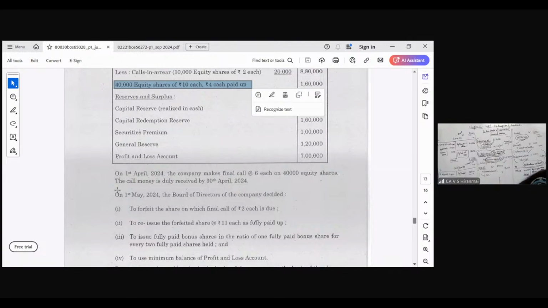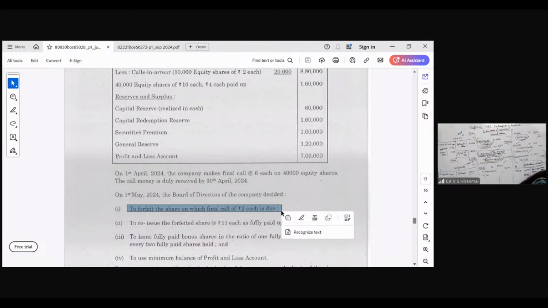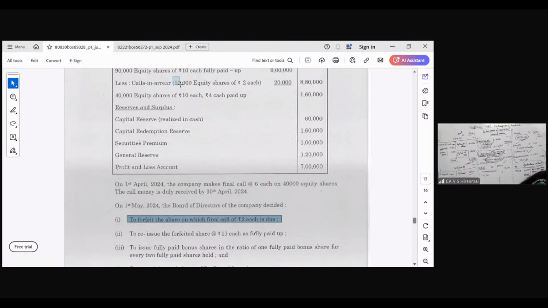Okay. Now the next one, on 1st of May, the board of directors decided. So after making the final call, what did they decide? To forfeit the shares on which final call is due. That means this 10,000 equity shares on which they have not received 2 rupees, they want to forfeit. So forfeiture entry will come. Then to reissue the forfeited shares at rupees 11 each fully paid up.